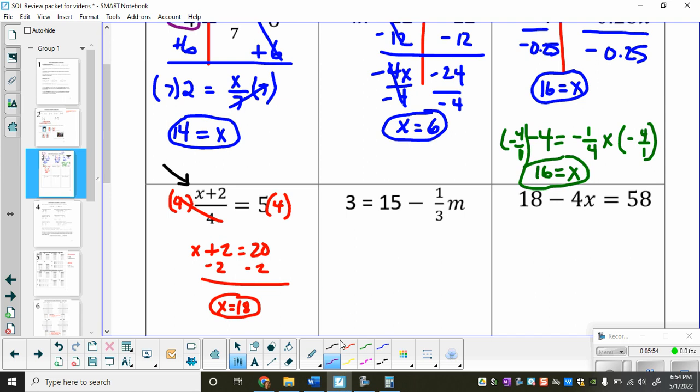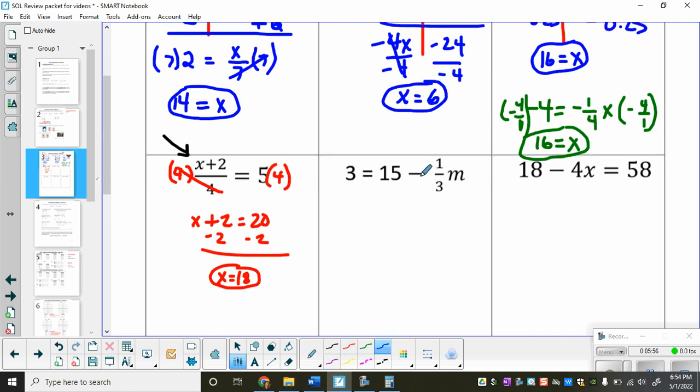All right, now let's talk about what to do if we see the variable on this side and we've got a constant and then a coefficient here that's a fraction that's also negative. So we always start with the constant. Again, if you see a positive 15, you're going to subtract 15 on both sides. You have your calculator if needed, but 3 minus 15 is a negative 12. And this cancels out, so I'm left with a negative 1/3 m.